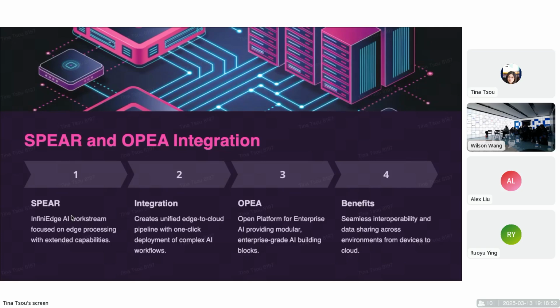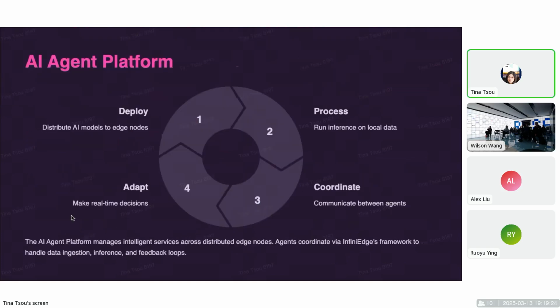Users benefit by getting the low latency, offline capabilities of InfiniEdge at the edge, together with the scalability and governance of a cloud platform like OPEA. It's truly the best of both worlds. The agility and the speed of edge computing combined with the power and oversight of an enterprise AI platform. This integration is a major step toward a unified edge to cloud AI ecosystem.